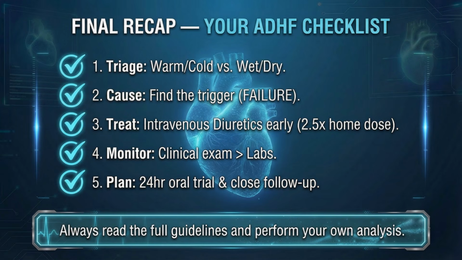This is your acute decompensated heart failure checklist. 1. Triage the patient using the warm/cold, wet/dry classification. 2. Find the cause using the FAILURE mnemonic. 3. Treat early and aggressively with intravenous diuretics, using 2.5 times the home dose for chronic users. 4. Monitor the patient using your clinical exam, which is more important than any single lab value. And 5. Plan for a safe discharge with a 24-hour oral diuretic trial and a scheduled, close follow-up.